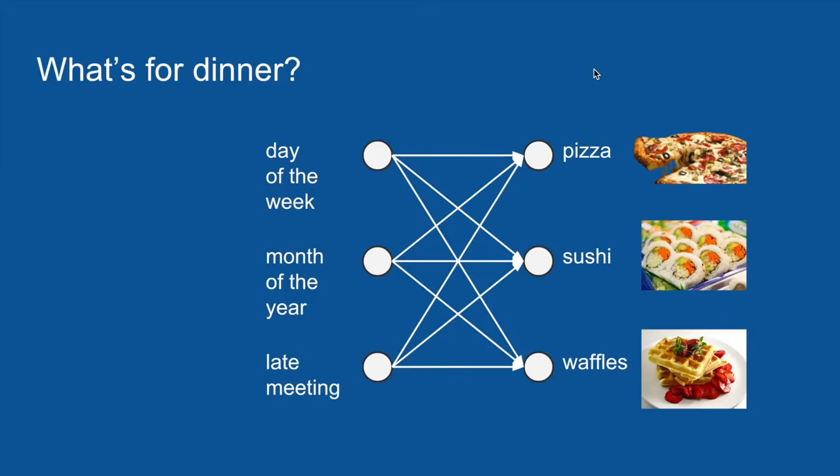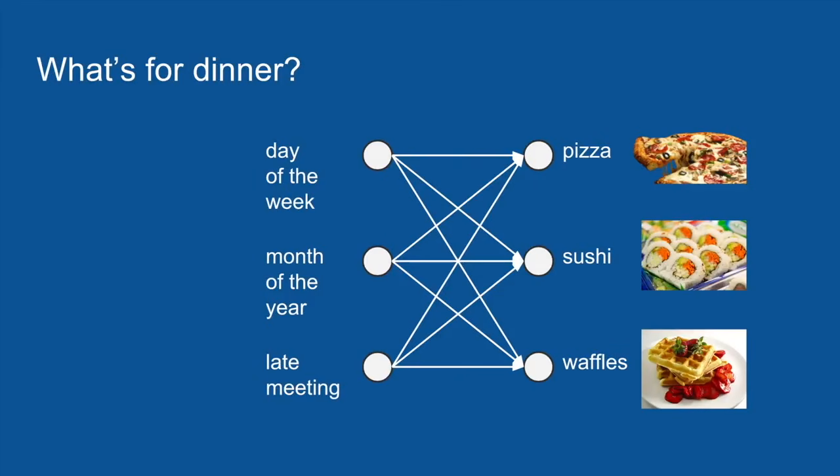Every night he cooks one of three things: sushi, waffles, or pizza. And you would like to be able to predict what you're going to have on a given night, so you can plan the rest of your days eating accordingly. In order to predict what you're going to have for dinner, you set up a neural network.